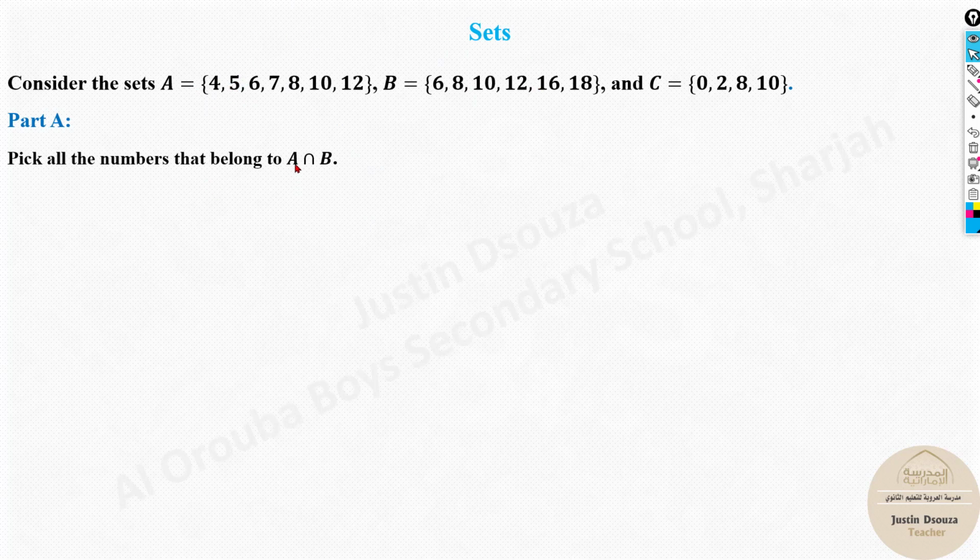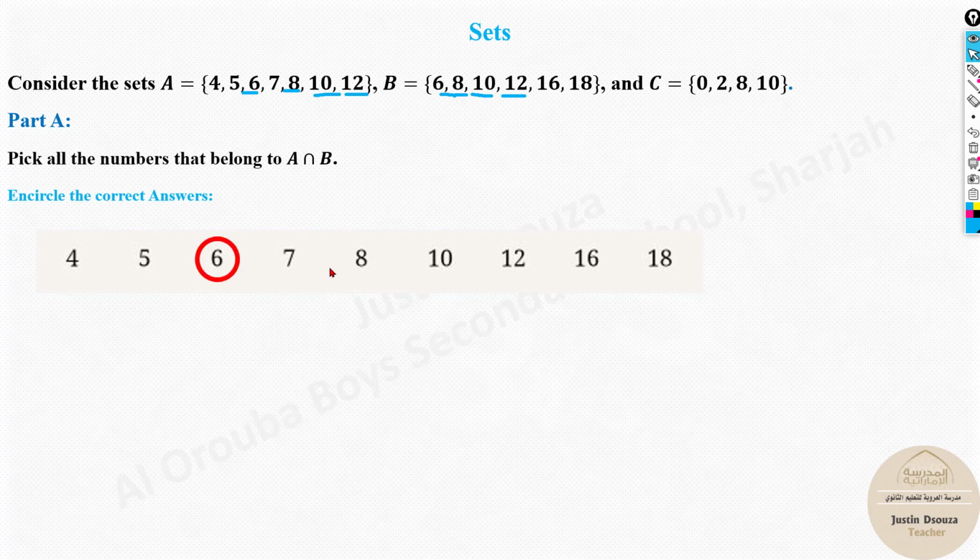So let's see over here, A intersection B would be 6. There is 8 over here. So 8, 10 and 12. So these are the 4 ones. So the intersection over here would be, let's circle them, 6, 8, 10 and 12.